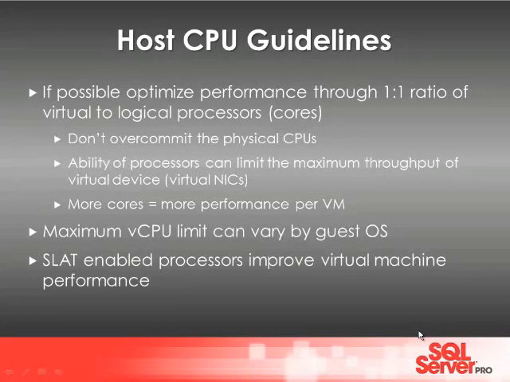One other consideration is that if you overcommit the processors, you can limit the network bandwidth that's available to all of your virtual machines, because they do tend to use the physical processors to work with those virtual NICs. So a rule of thumb, more cores equals more performance per VM.